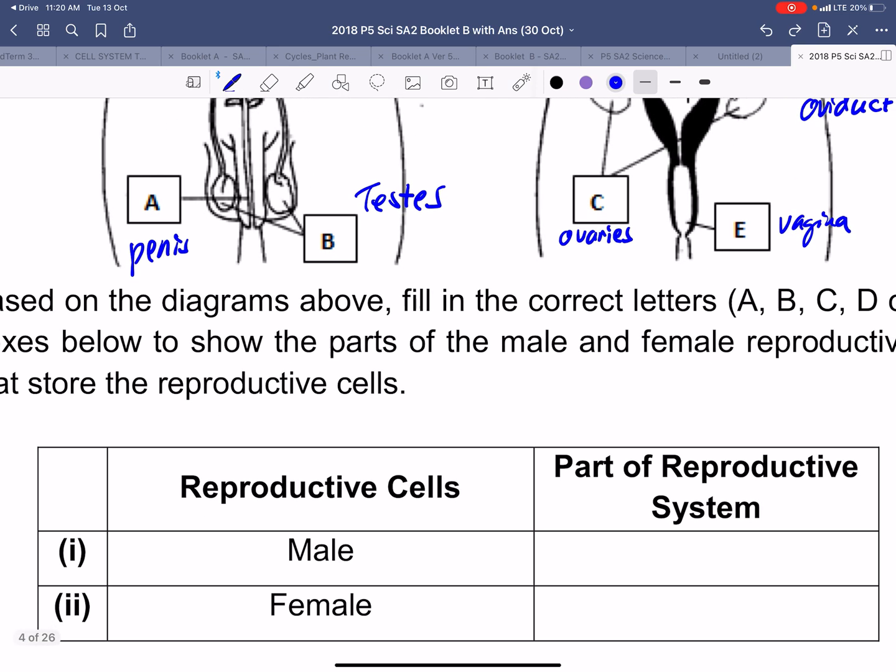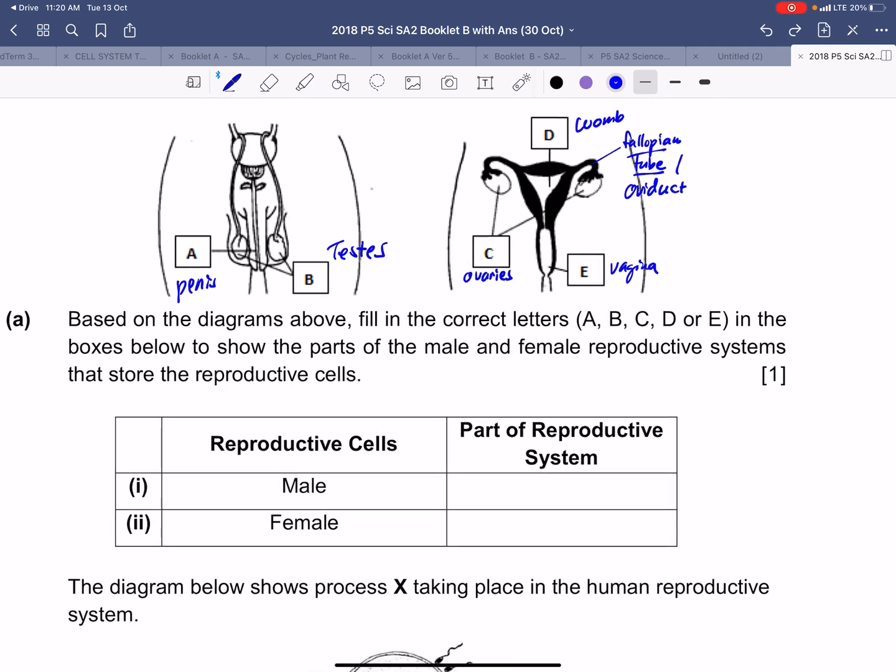A lot of you got this question wrong because they say, okay, store reproductive cells. Excuse me, can you all please read the question carefully? Some of you told me the penis actually stores reproductive cells. What? Don't laugh. A lot of you wrote multiple answers, wrote everything, A, B, then C, D, E. Then I'm like, what? You're not answering the question, and it's not just one person. It's nearly 1/3 of the class that did that.